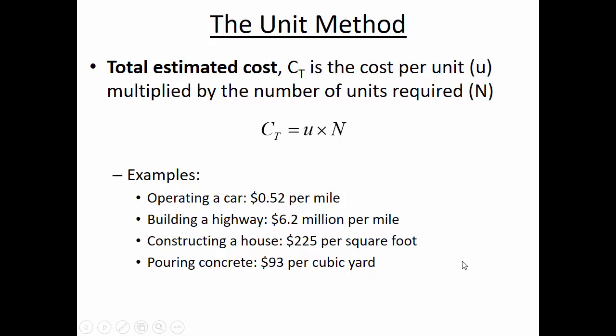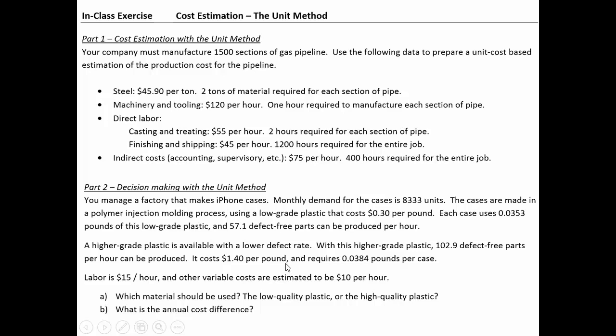Constructing a house, we can put together the cost per square foot, concrete, and so on. These are just examples of how you would have the unit cost and then multiply it by the number of units of that thing that's going to be used for a project. So in today's in-class exercise, we're just going to do the first of these two problems related to cost estimation with the unit method. So do part one, but we won't do part two because we have to keep moving on to another technique.